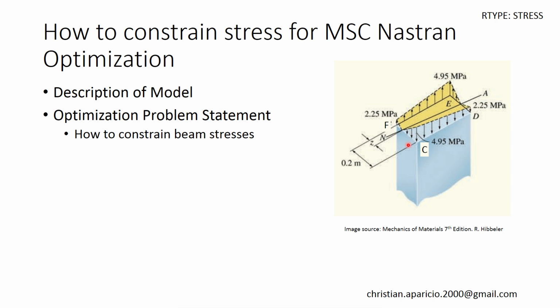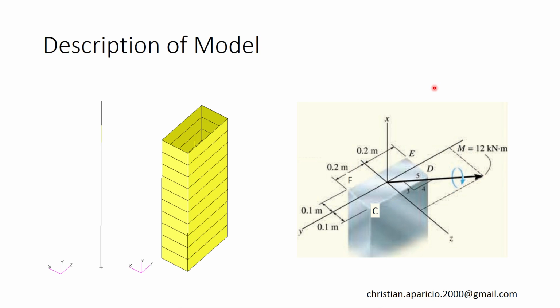Currently, we have a beam that's fixed on one end. There's a moment applied at the other end. It has this stress distribution through the cross section. We currently have a maximum beam stress of 4.95 megapascals at point E.